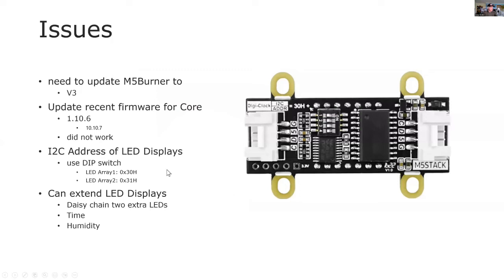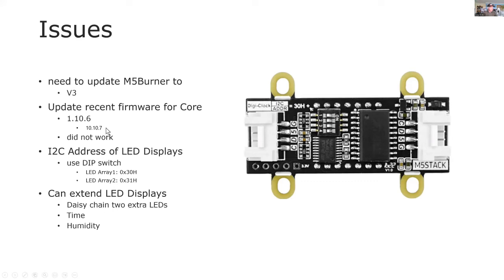And some of the issues: you need to update the M5 burner software on your PC so that you have the latest one, version 3. Otherwise, you won't be able to put the correct firmware on your core computer. And you should update that to 1.10.6, and that works. But the latest one, the more recent one, doesn't work.